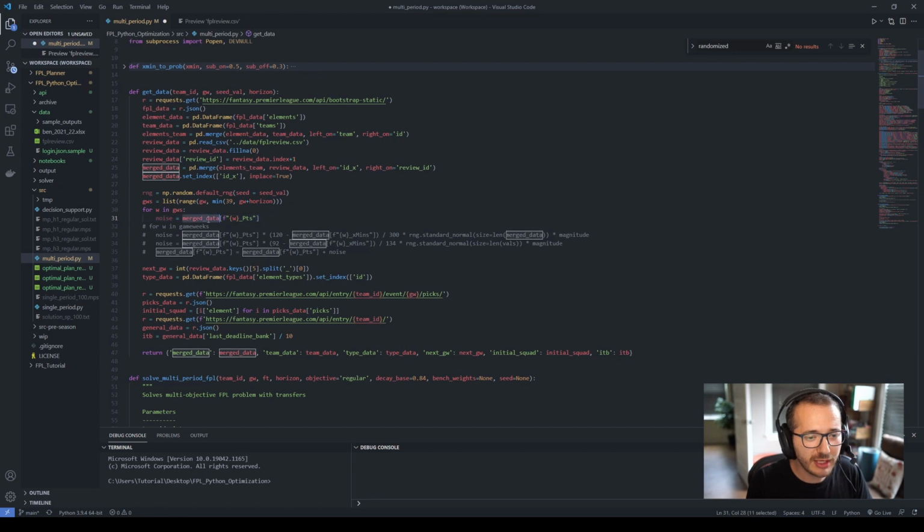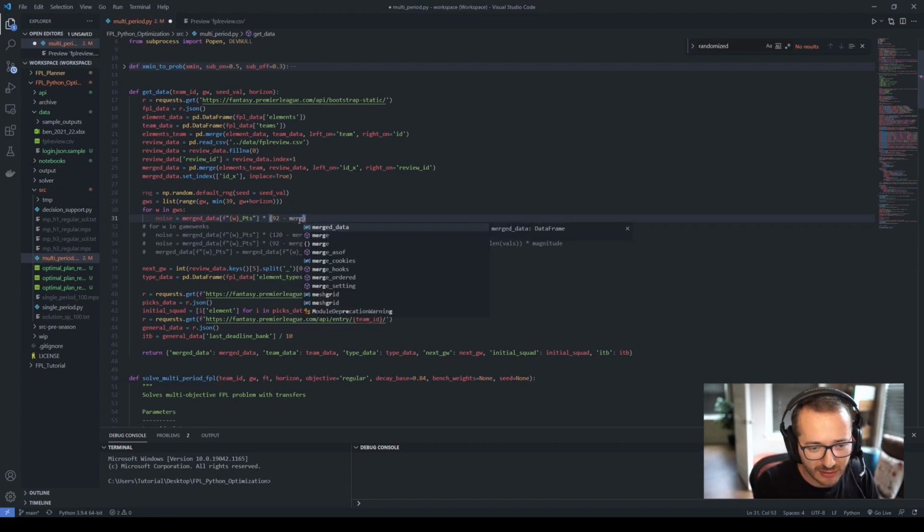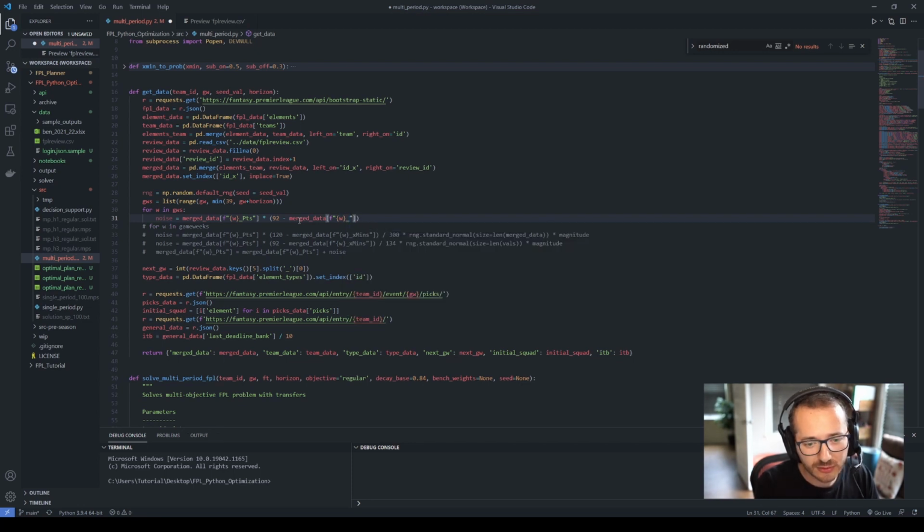So first of all, we will get points, because James showed that the noise is relative to expected points. So we will get this one first, and then times, was it 91.47? The value that I had was 91.6. Okay, yeah, I will use 92 here, minus, and then we will get merge data GW underscore xmins. So here, and also divided by 134.